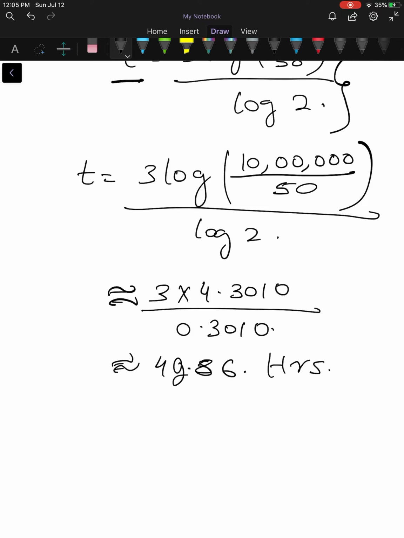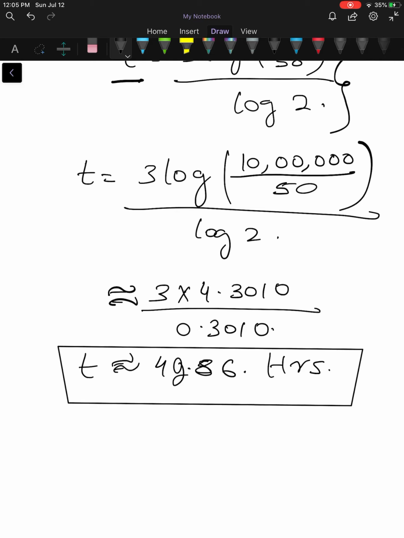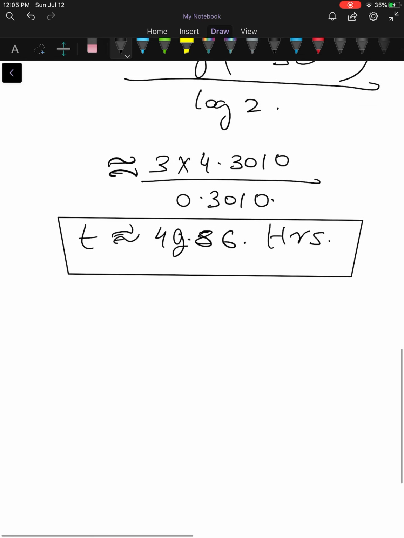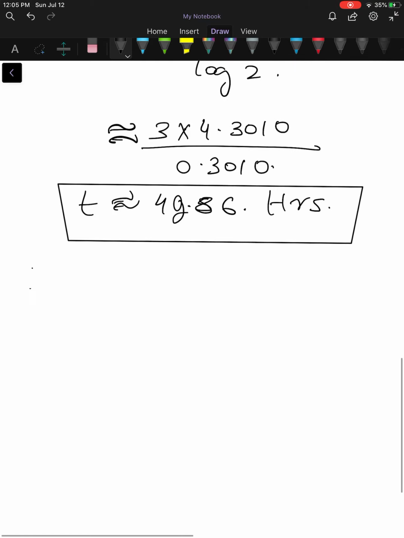42.86 hours. The 0.86 you can convert to minutes or seconds as well. So this would be the answer. For the bacteria to grow to 1 million in number, you need this much time, that is 42.86 hours. So this is how you evaluate the common logarithm.